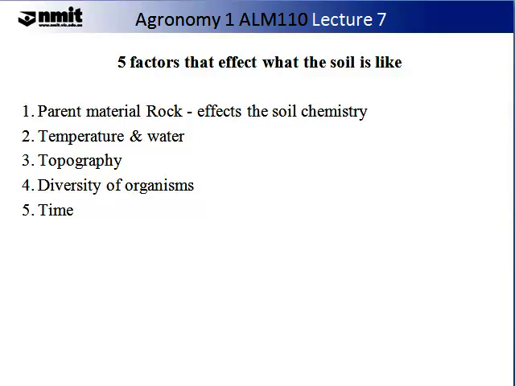As demonstrated in the APES video on soil formation, there are 5 factors that affect what a soil is like. The first is the parent rock material, and this largely affects soil chemistry. The second is the interaction of temperature and water. The third is topography. Usually, the steeper a hill or mountain, the quicker the soil or rock will erode. Fourth is the diversity of organisms that you have in your environment. And the 5th factor is time.